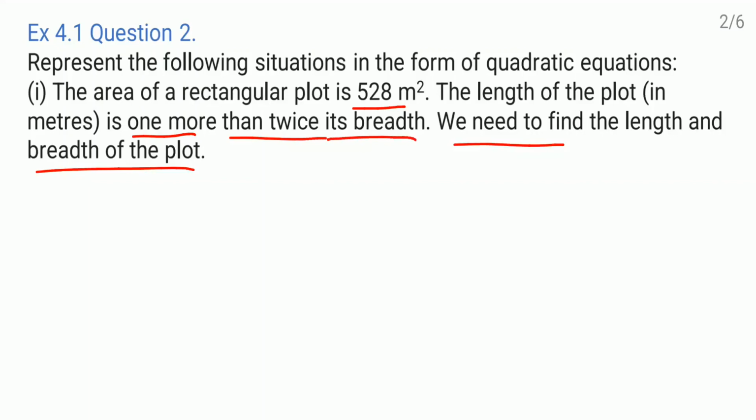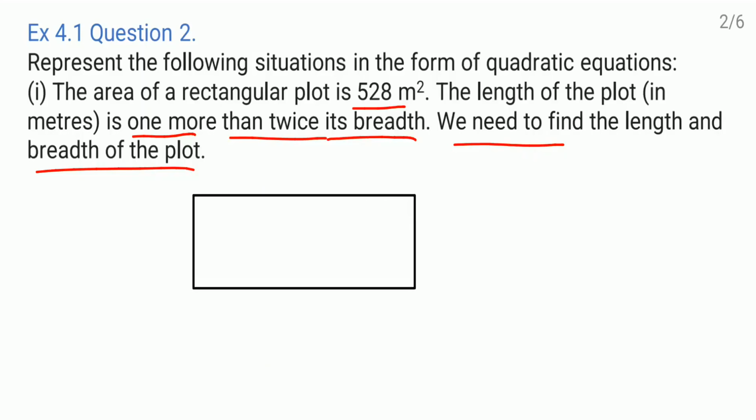Now they are talking about the rectangular plot. So we'll draw one rectangular plot here. Now they said length is 1 more than twice its breadth. So we don't know the breadth, so let us consider the breadth be x. So that length will become 2x plus 1. And what they have given us? Area of the plot is given as 528 meters square.